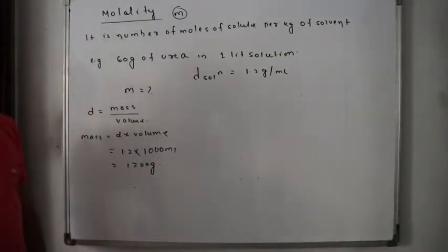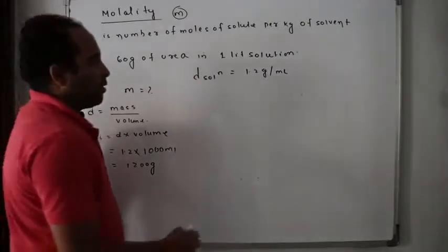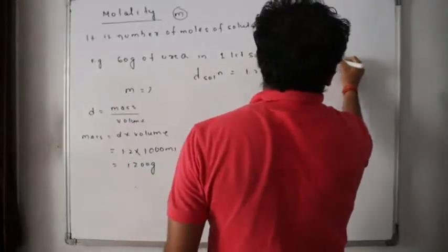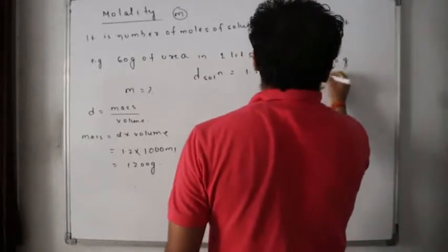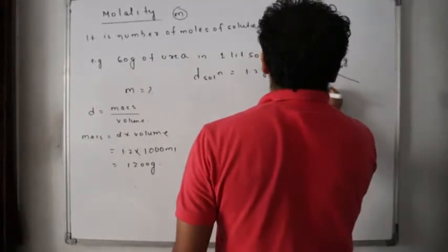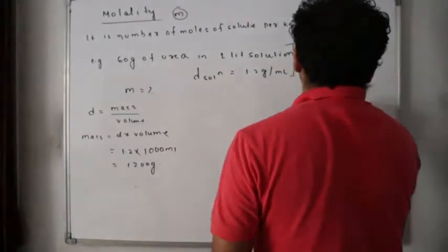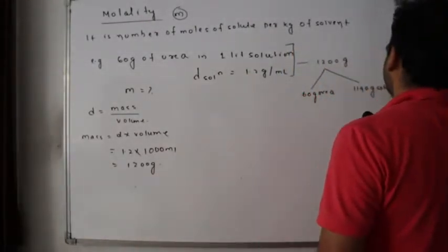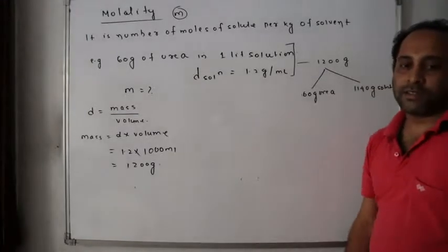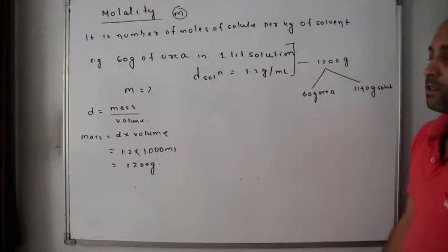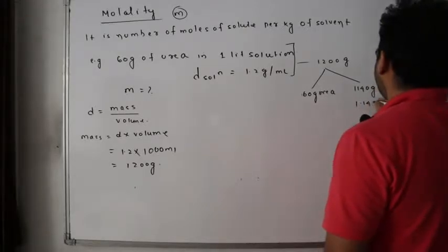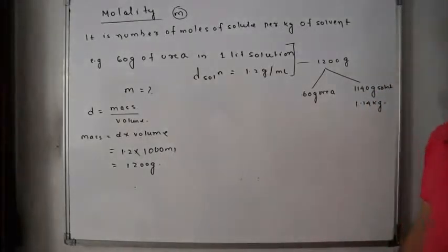Done. Say yes or no? Now, this is 1200 grams solution, out of which 60 gram is urea. So 1140 gram is solvent. Say yes or no? Now 1140 gram, or that is 1.14 kg. Say yes or no?